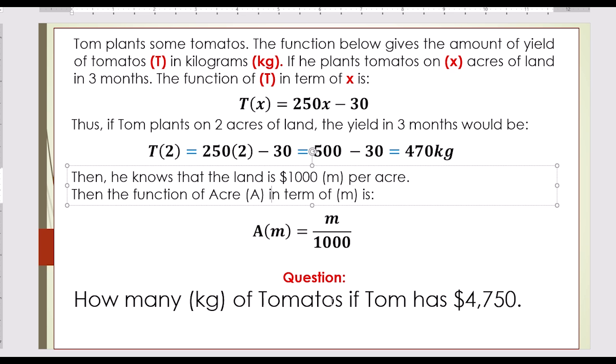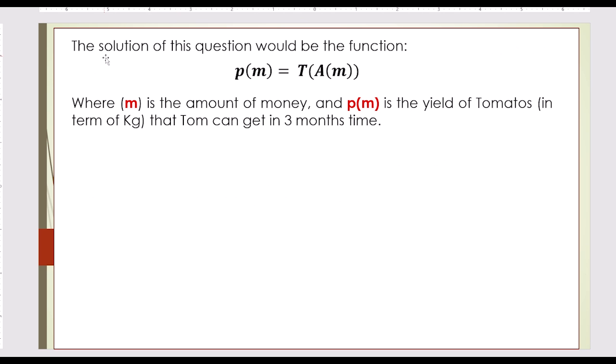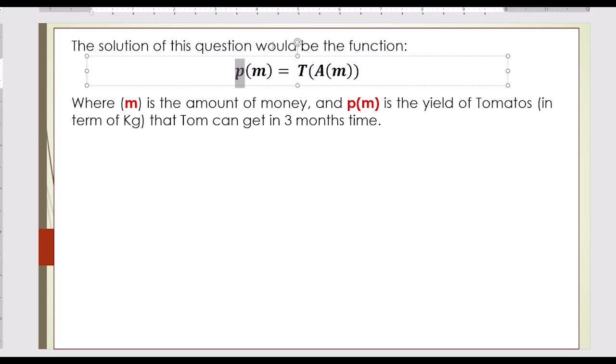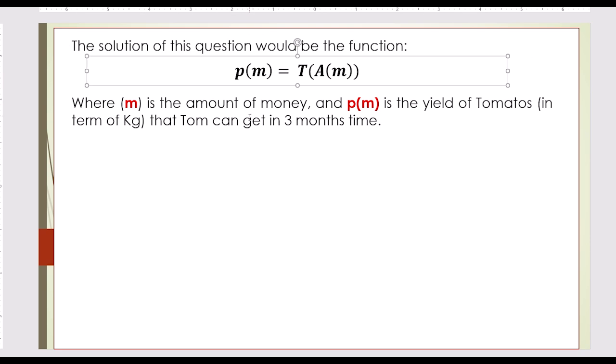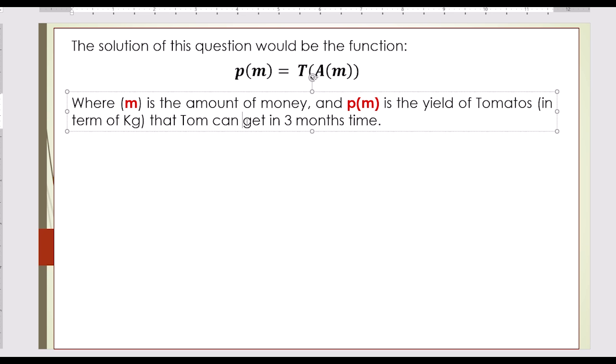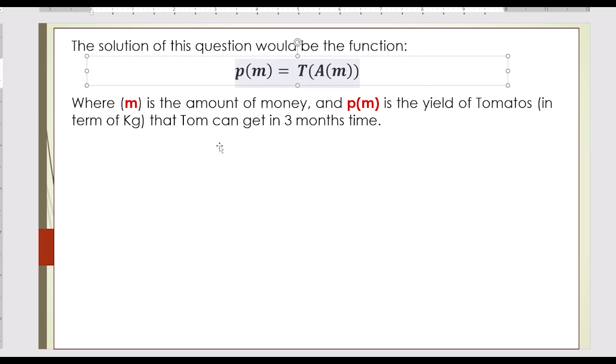So how many kilograms of tomato if Tom now has $4,750? We use this logic, we calculate another function called P. P is the yield of the tomatoes in kilograms if M is the money Tom has. Now we get P of M is equal to T composite of A of M. So M is the amount of money and P of M is the yield of the tomatoes in kilograms after 3 months if Tom has some amount of money. We substitute the amount of money into this P function to get the yield. So we use this composite function to get the answer. That is why we have to use the composite function.